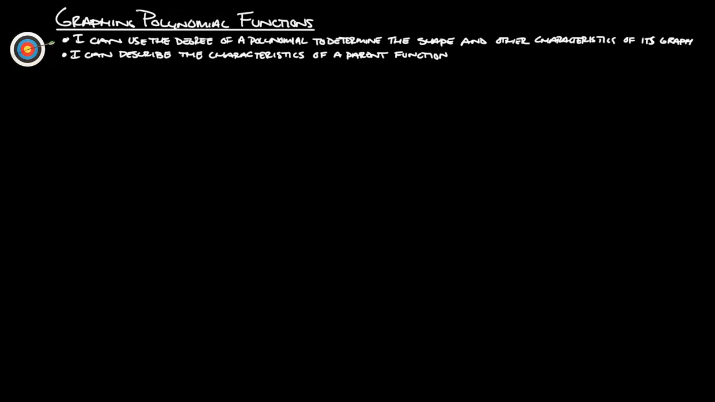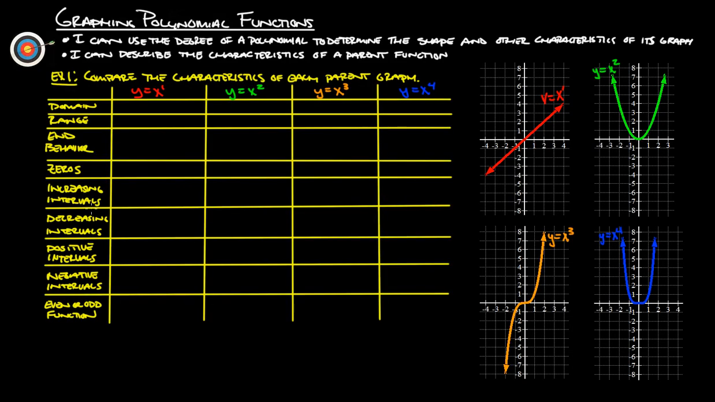Okay, so I know this is super overwhelming, this big, huge chart and all, but I think it's going to make pretty good sense when we're all done. So here are four different graphs. This is y equals x to the first, y equals x squared, y equals x to the third, y equals x to the fourth.